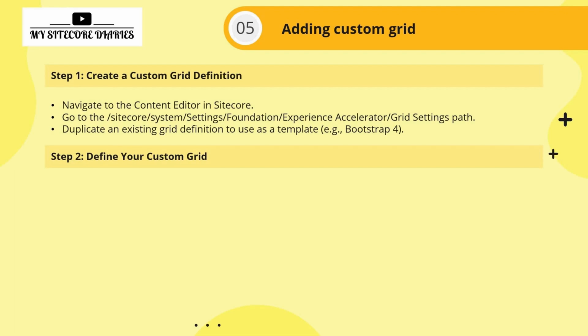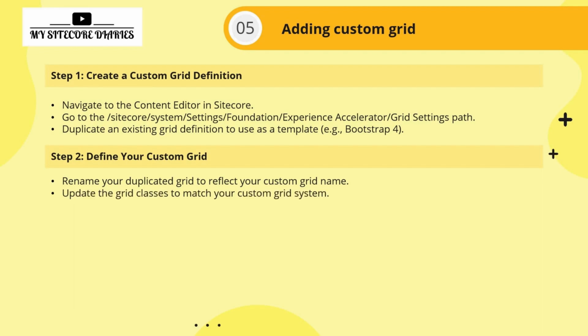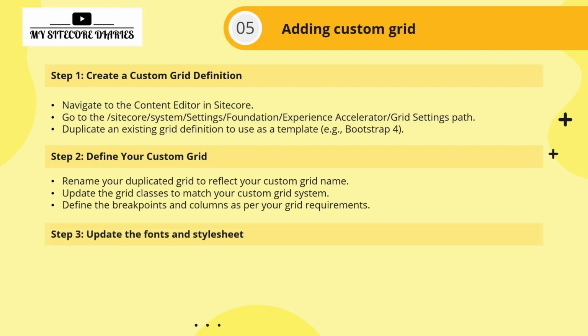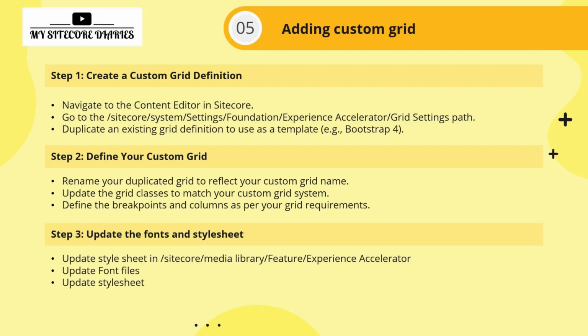The second thing is you define your custom grid. Okay, so then you rename your duplicated grid to reflect your custom grid name. Then update the grid classes to match your custom grid system. So you have to match the classes that you want to create. Then define the breakpoints and columns as per your grid requirement. So first duplicate it, then redefine all your custom needs into that newly created grid, and at the end you update your fonts and style sheet which we have seen in the media library. So your front end team will develop this and upload those fonts and style sheet. So this is how you can add the custom grid. Also you will add the font files and the style sheet in the media library experience accelerator.